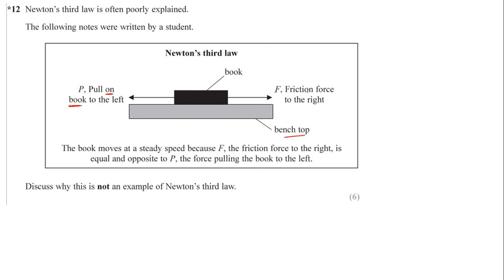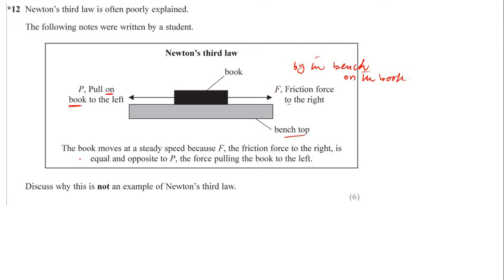Okay. F is the friction force to the right. And because the arrow is shown on the book, that means this is friction by the bench on the book. By the bench on the book. So in Newton's third law, it is important to understand who is applying force and to whom the force is applied, or whatever the subject and object is.